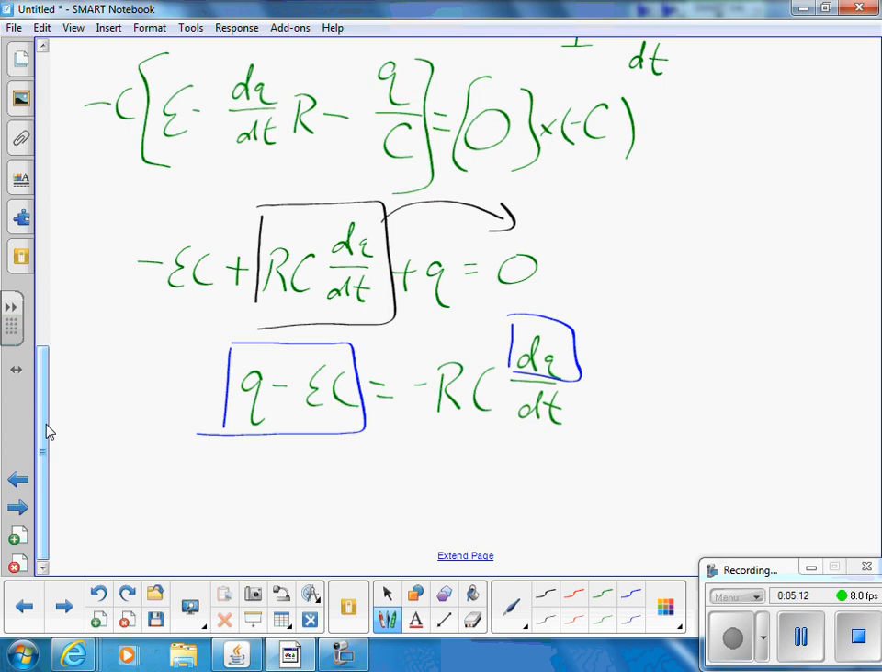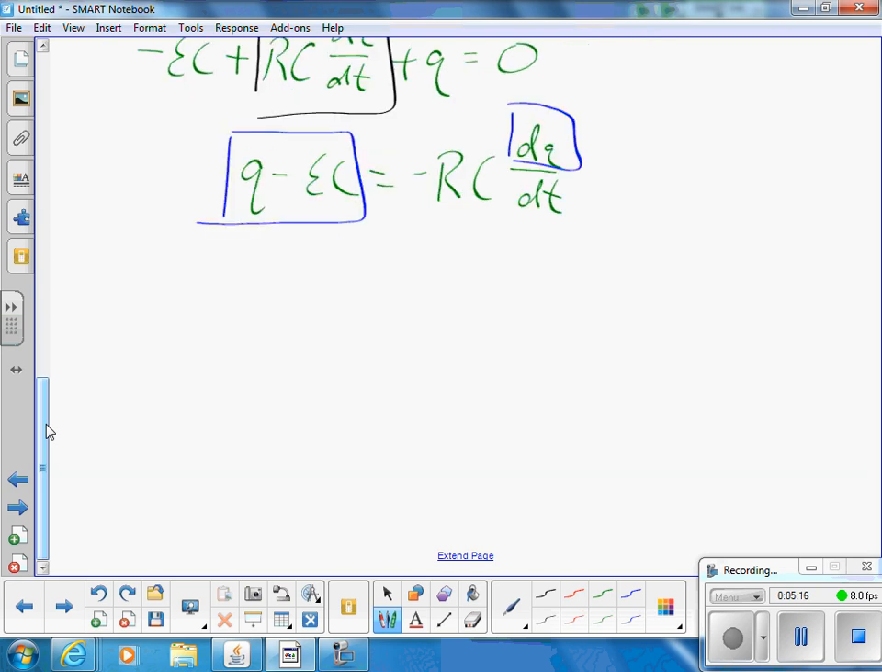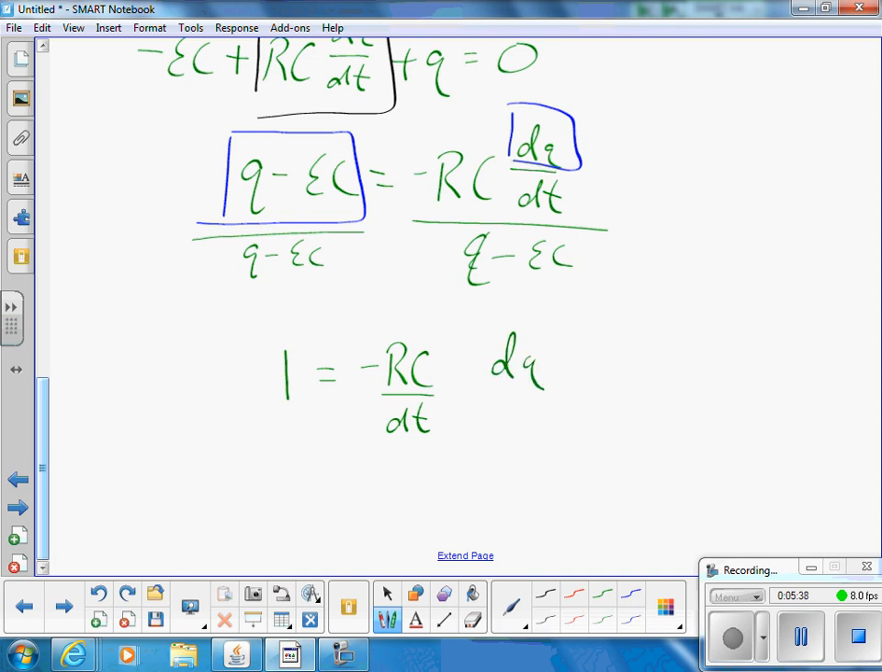So I'm going to divide each side by Q minus EC, divided by Q minus EC, which is going to give me 1 on the left equals negative RC, and I'm going to put that over dt. I'm going to pull that term out, and then I'm left with dq over Q minus EC.